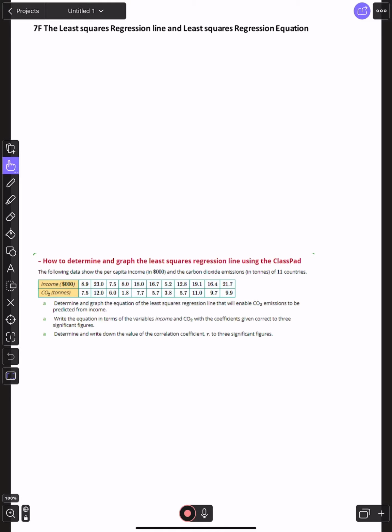I'll be going through the least squares regression line and the least squares regression equation.